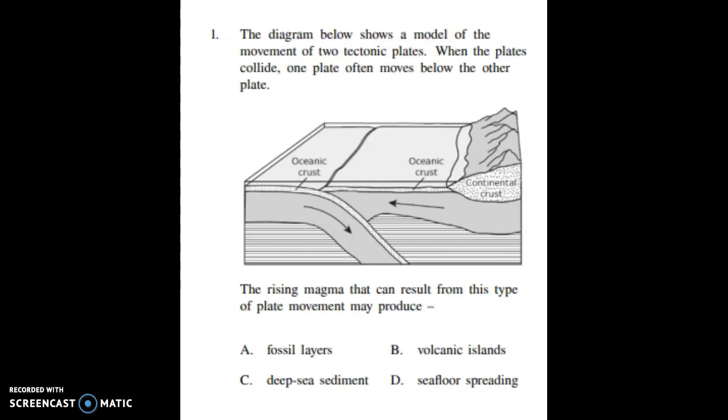Question 1. The diagram below shows a model of the movement of two tectonic plates. When the plates collide, one plate often moves below the other plate. The rising magma that can result from this type of plate movement may produce A. Fossil layers, B. Volcanic islands, C. Deep sea sediment, or D. Seafloor spreading.